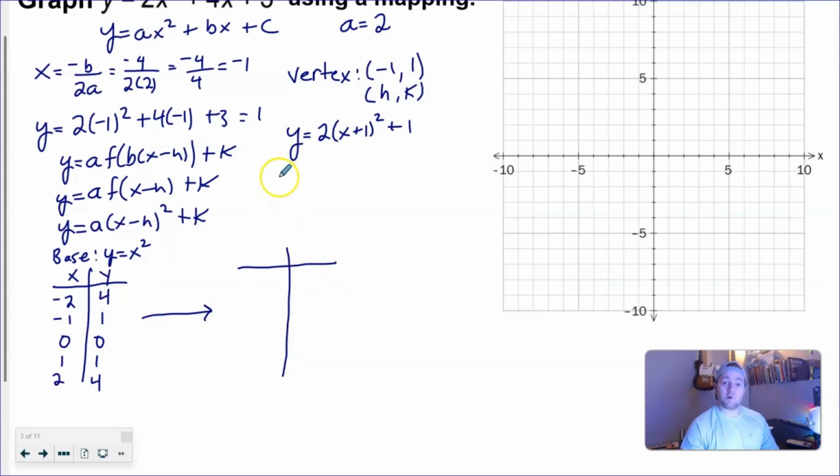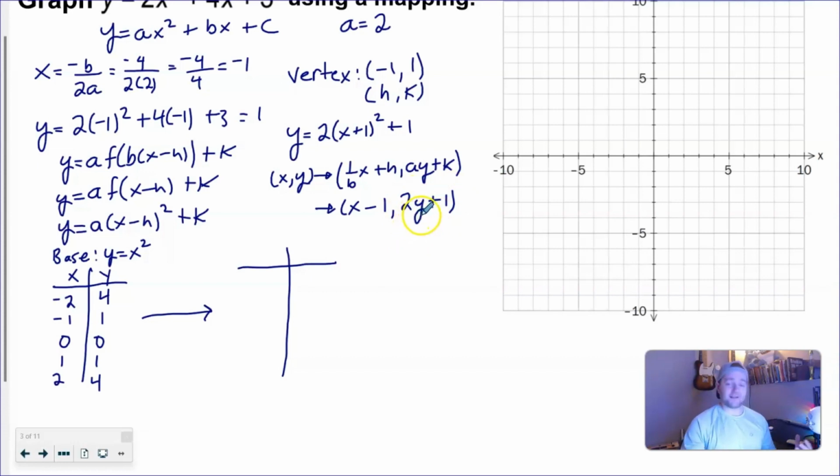Before we do that, we need to write our mapping rule. So remember the mapping rule: (x, y) goes to (1 over b times x plus h, a times y plus k). Remember that for a quadratic, the b value is just 1. It disappears. So it'll always just be x minus h, or x plus h, or minus 1. And then a y, so a is 2, y plus 1. So we'll transform that table using this mapping rule.